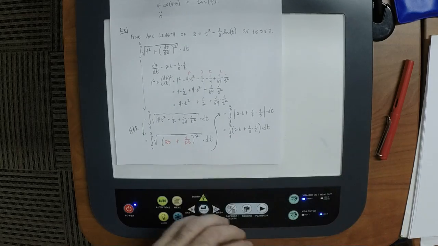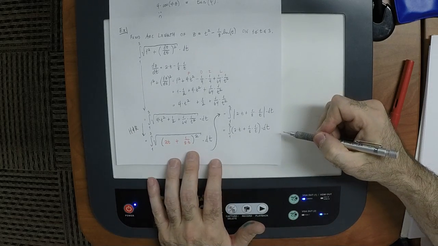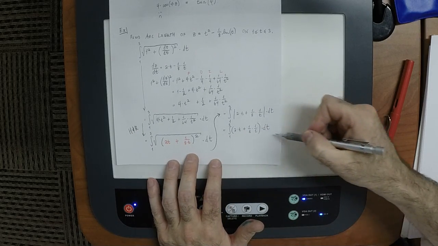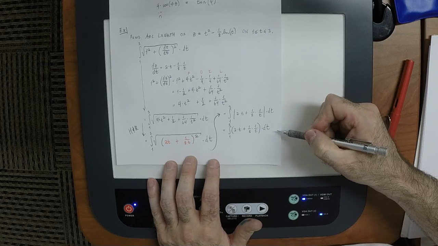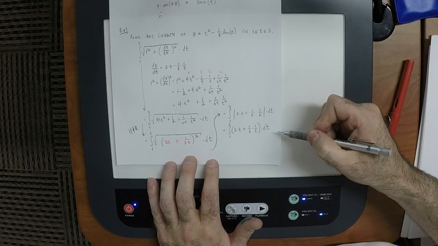I'll leave it to you to finish it from here, because this is something you could have done, in fact, even before this class, I think. Any question about this one?